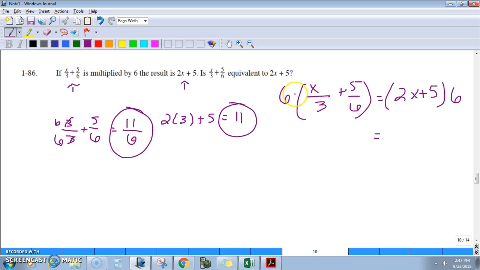But you can't just say that they are equivalent to each other, because you haven't performed the same operation on both sides. I need to plug in really quick, so I'm going to pause.